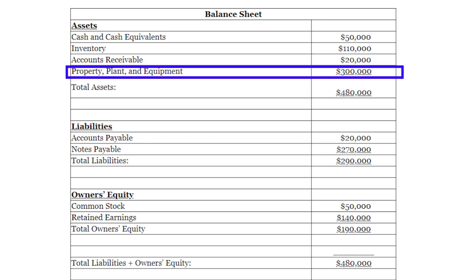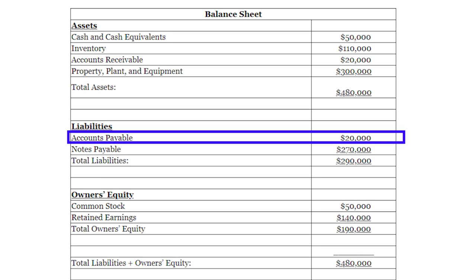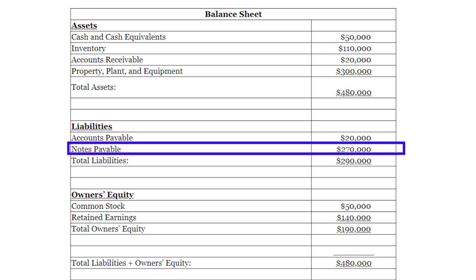Property, plant, and equipment: assets that cannot readily be converted into cash, things like computers, manufacturing equipment, vehicles, furniture, etc. Liabilities. Accounts payable: the amount due to suppliers for goods or services that have already been received. Notes payable: contractual obligations due to lenders, such as a bank loan.